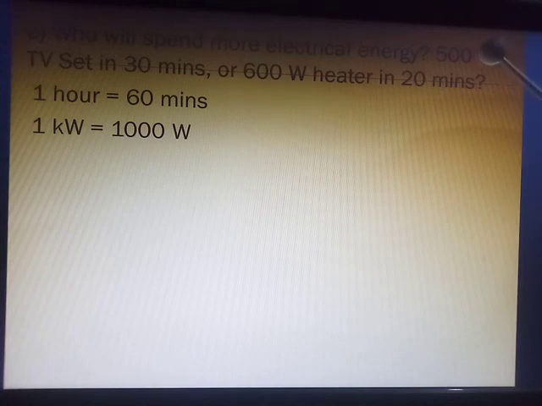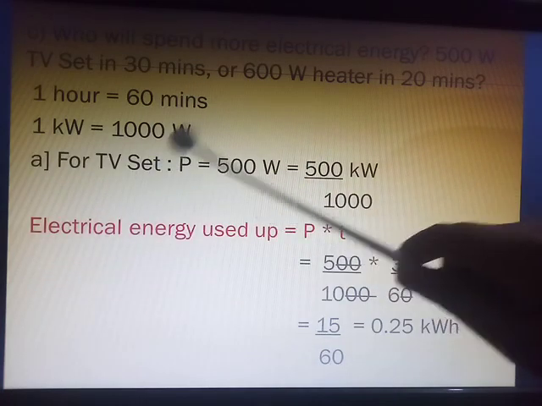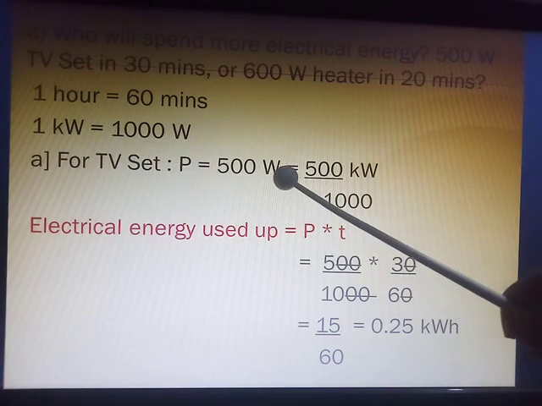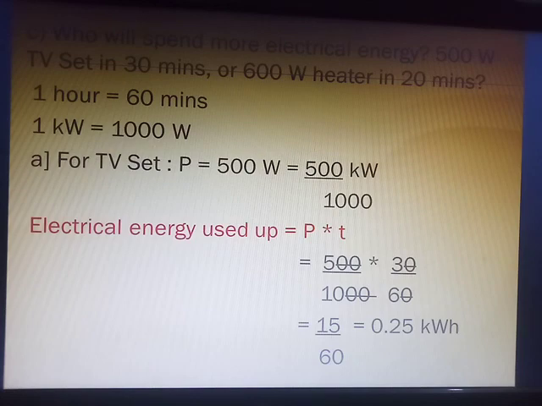Now here it is in watt, here it is in minutes. So 1 hour is equal to 60 minutes. And all of you know 1 kilowatt is equal to 1000 watt. This conversions we are going to use here. So we will take our first case, that is TV set. For TV set, power is equal to 500 divided by 1000 because you want in kilowatt hours. So whatever is given in watt, you have to convert into kilowatt. So you have to divide it. 500 divided by 1000, and this 30 minutes you have to convert into hour. So 30 divided by 60.